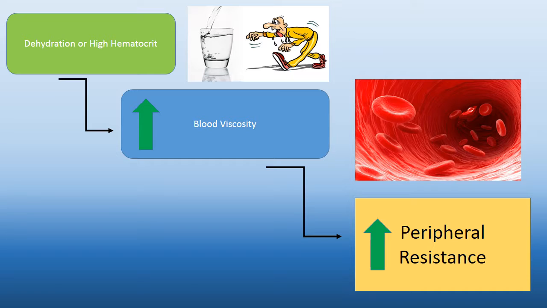When a person is dehydrated, he or she usually has a high hematocrit. This means that the red blood cells per fluid volume artificially increase and the blood viscosity or thickness increases as well. And as a result, peripheral resistance is increased.